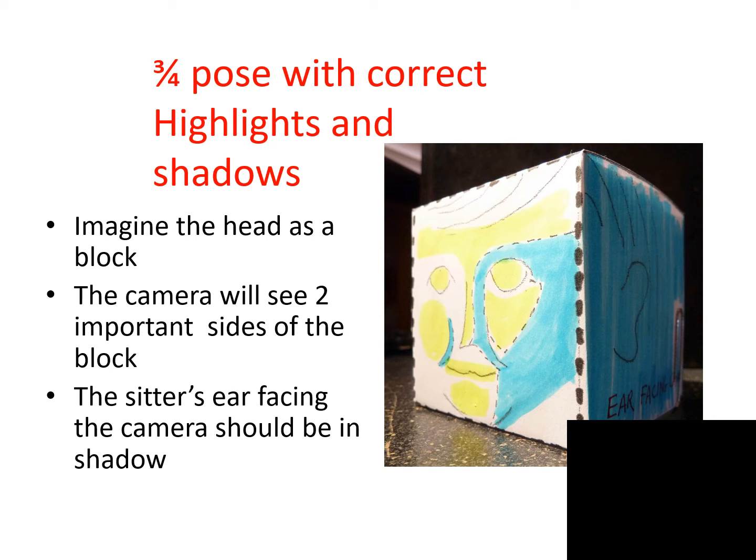So in short light, what we want to do is tip the face away from the camera. People are going to want to look at the camera. Don't let them look straight into the camera. They're going to look over to the side of the camera, chin pointing towards the side. And then the whole side of the head that has the ear that faces the camera, that's that 3/4 pose, needs to be in the shade.